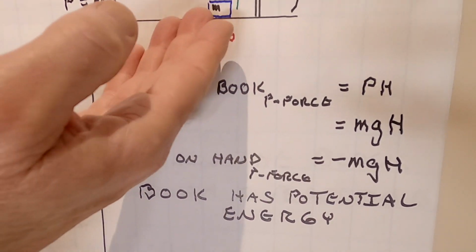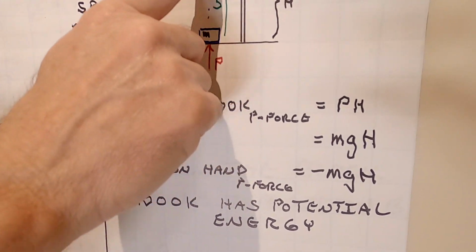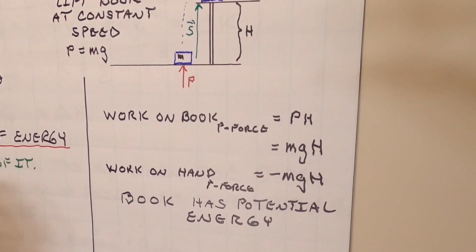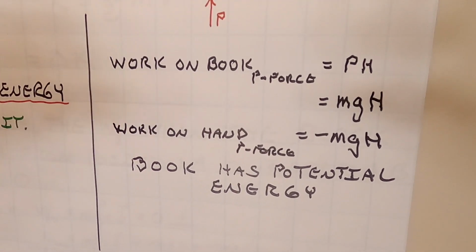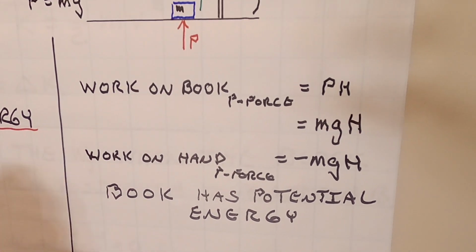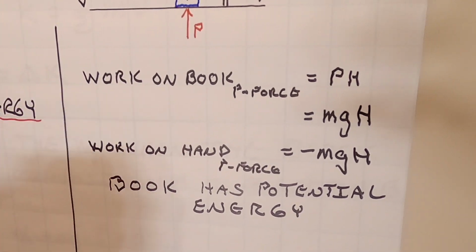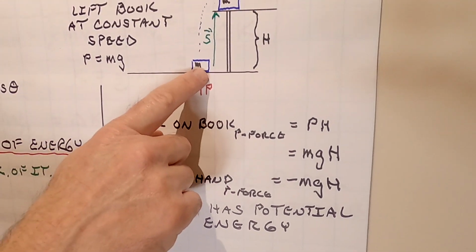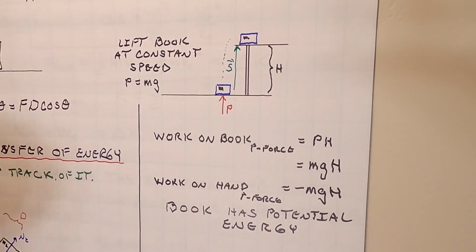So let's just say it was 20 joules to lift this thing up. The book gained 20 joules. I lost 20 joules, which means that whenever you do work, you're shifting something from one object to another. What are we shifting? Well, we call this quantity that's being shifted energy. You can't see it, but we call it energy. So if this was 20 joules, I lost 20 joules and the book gained 20 joules.